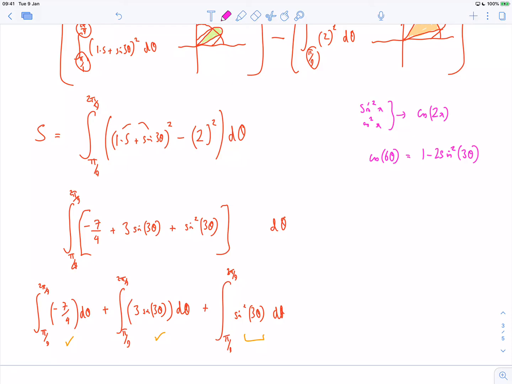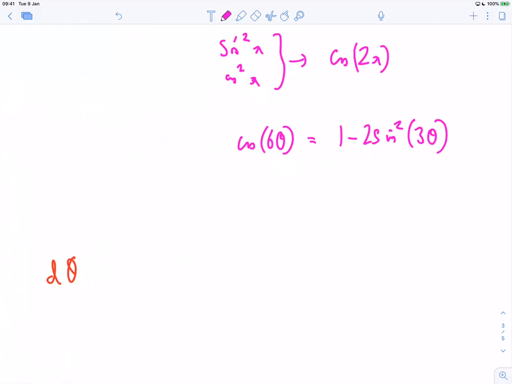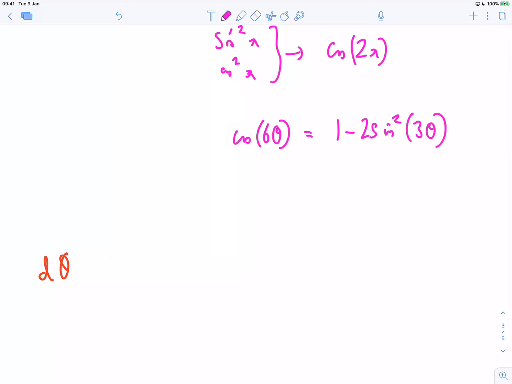Okay, and if you can't see where that came from, you do need to go back and do the trigonometric chapter again, because I'm going to start to assume that it's just common knowledge at this point. I make sine squared theta the subject, so I add that over and divide by 2, so I've actually got a half minus a half cosine 6 theta, and this is going to be sine squared of 3 theta.